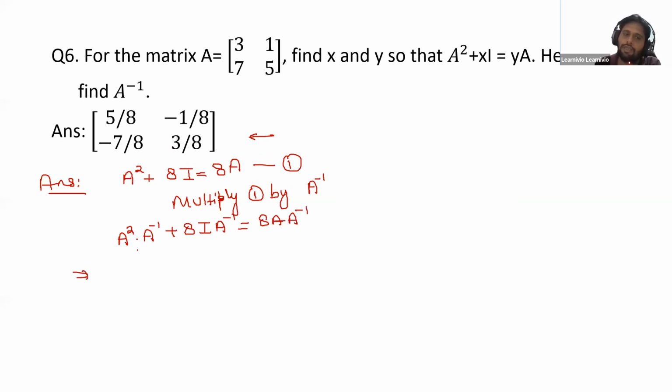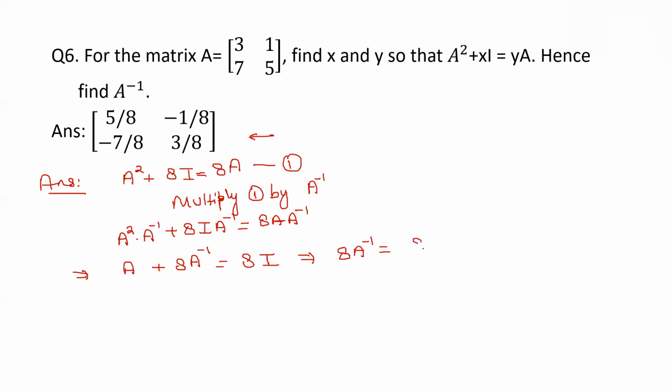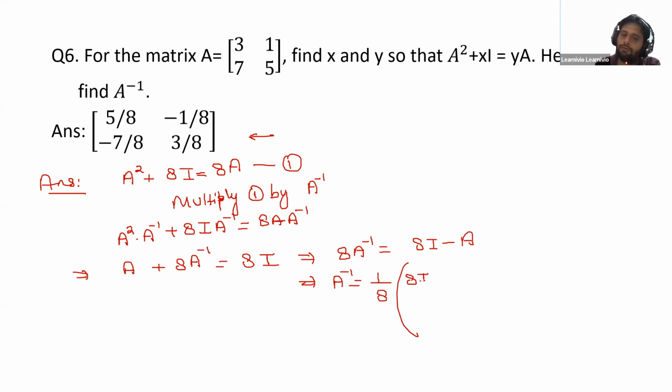So this A square into A inverse will become A. I into A inverse will become 8A inverse, and A into A inverse will become I. Okay, Abdul, now we get clarity that on the left side we need just A inverse. So we will shift all the terms to the right side: 8A, 8I minus A. We need A inverse, so we can write 1 by 8, 8I minus A. Is this clear, Abdul?